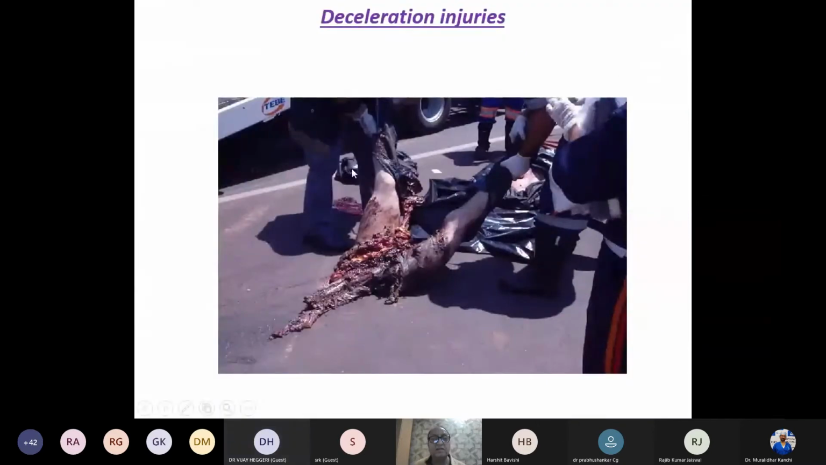You see this image. To tell you the truth, this is one of my friend's cousins who, while driving on a Kuala Lumpur highway, met with an accident because he was speaking to his wife on the phone, and the whole of the spinal cord has been transected. This is very common with deceleration injuries.